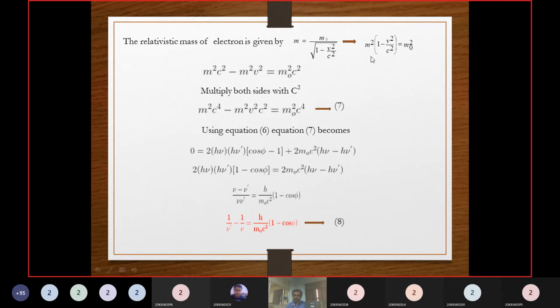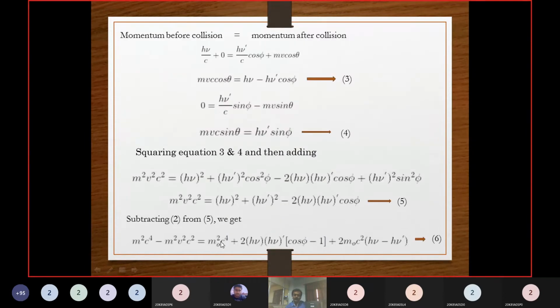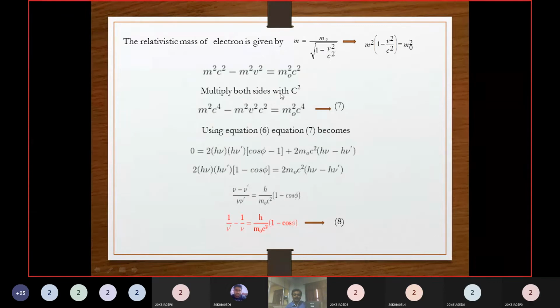Now if you simplify it, you get m square c square minus m square v square equals m naught square c square. Here, instead of m naught square c square, we have c power 4, so we multiply both sides by c square. Then it becomes m square c power 4 minus m square v square c square equals m naught square c power 4. Let us take this as equation 7.